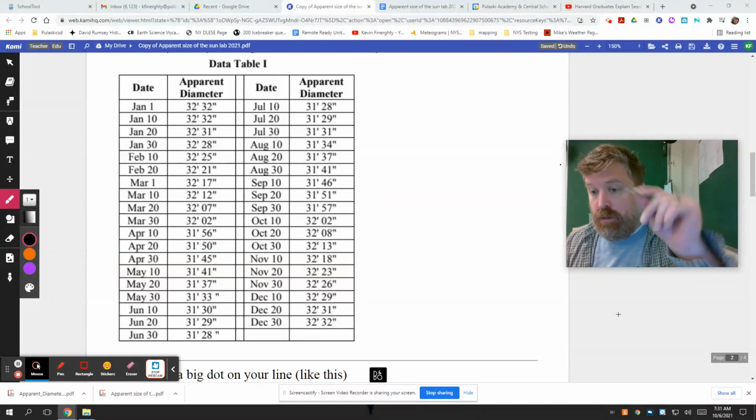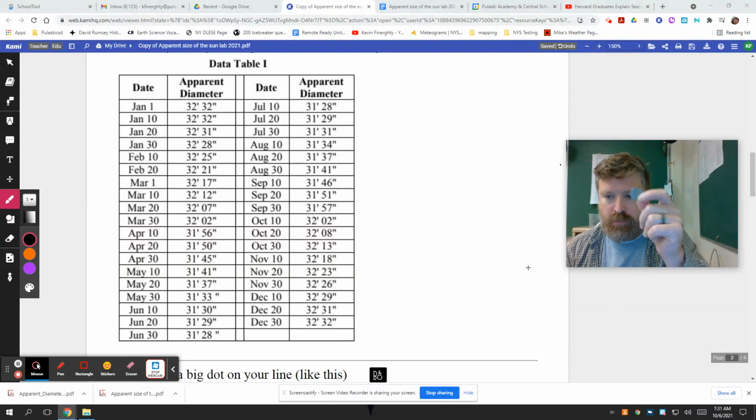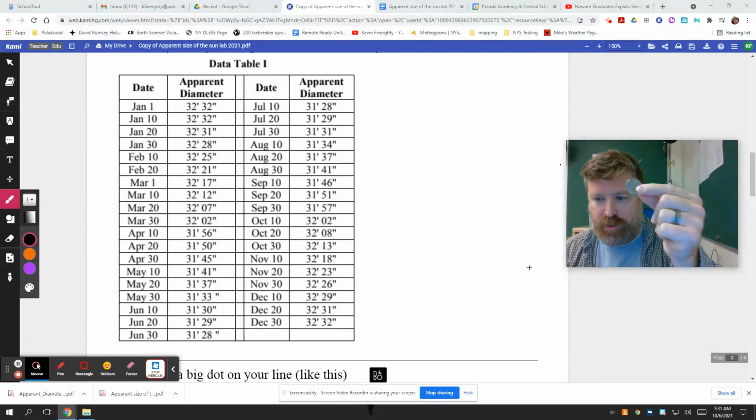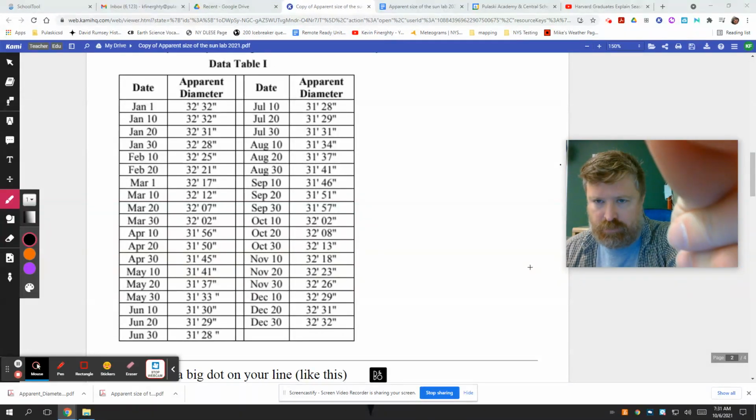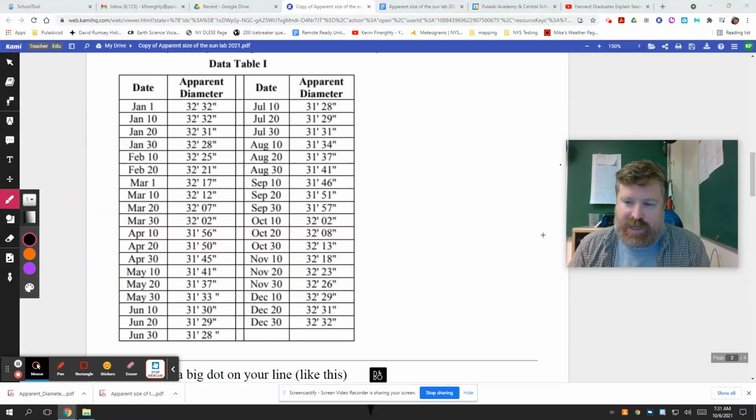I'm going to show you a quarter. We all know what a quarter is, right? And think about what happens size-wise to this quarter as I move it closer to the camera and further from the camera. Closer to the camera and further from the camera. What happens to its size?